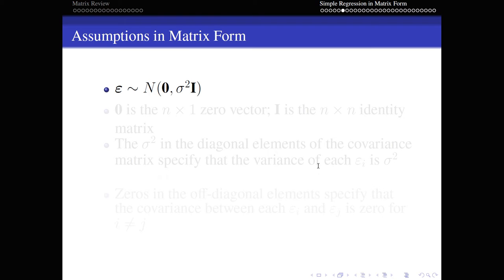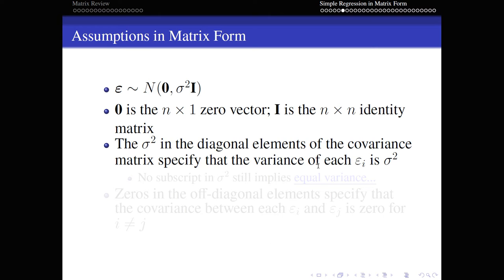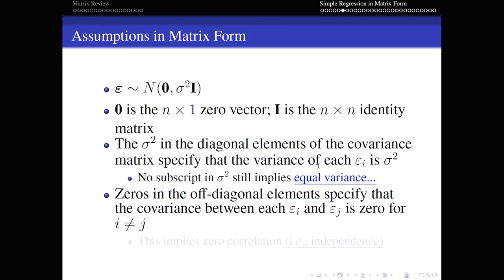Now the assumptions in matrix form. Again, we just discussed how this breakdown looks, but the assumption can be written as the vector of errors is distributed normally with a mean of a vector of zeros and a variance of sigma squared times the identity matrix, the n by n identity matrix. Again, 0 is going to be a 0 vector now, and I is that identity matrix. Note that because of the sigma squared in the diagonal elements, we can see that this is the assumption of equal variance. And the zeros in the off-diagonal elements indicate the assumption of independence.